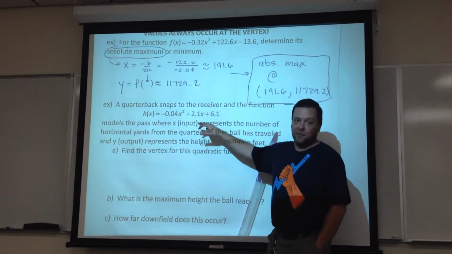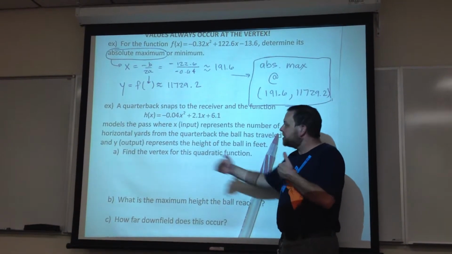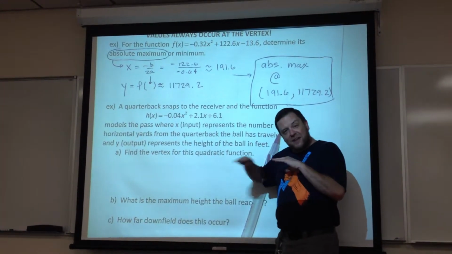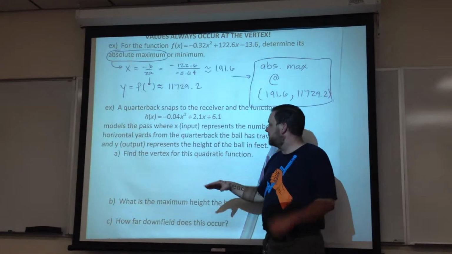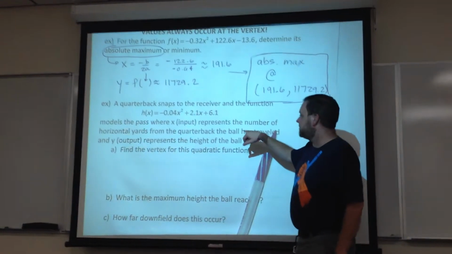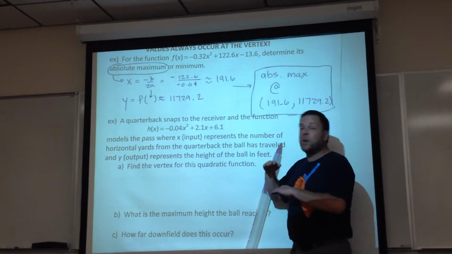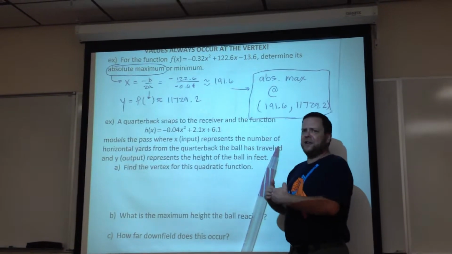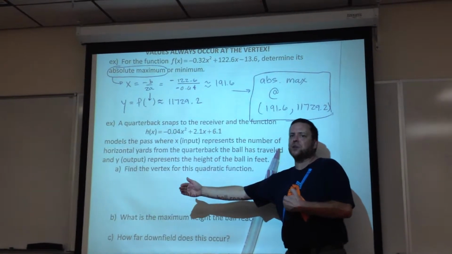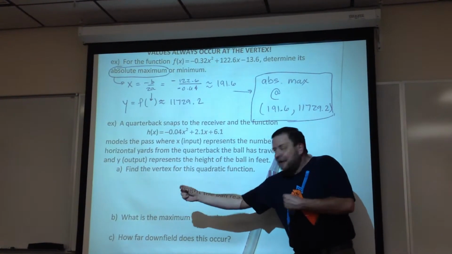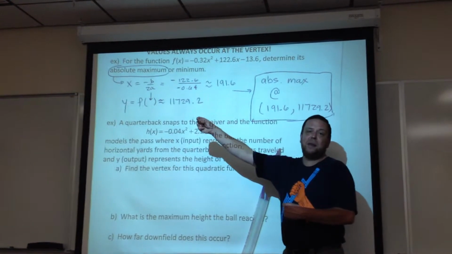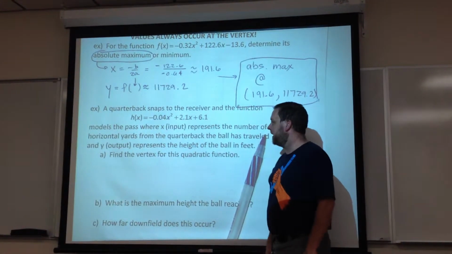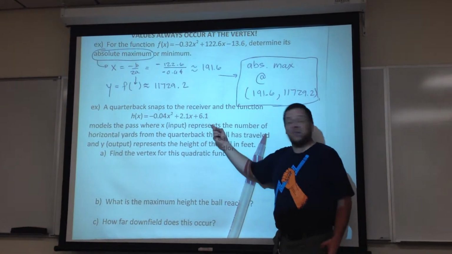X, your input variable x, represents the actual horizontal distance away from the quarterback in yards. So you can sort of think of that as values along the x-axis. And then the output values that you get, the y values, represent the height of the ball in feet. So you've got so many x yards away horizontally from the quarterback, and then when you plug that x value in, it tells you how many y feet high the ball is above the ground level.